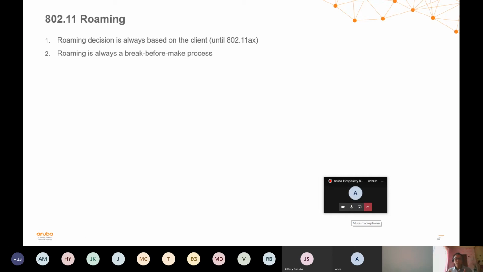Break before make meaning that you have to disconnect before you connect. Now, obviously, there are some specialty clients out there that have the ability to do multiple connections simultaneously, but they are very specialized, and it's usually in the transportation industry space to do seamless roaming when they do train to track. So just think of it, Wi-Fi roaming is like marriage, right? You've got to divorce before you remarry.